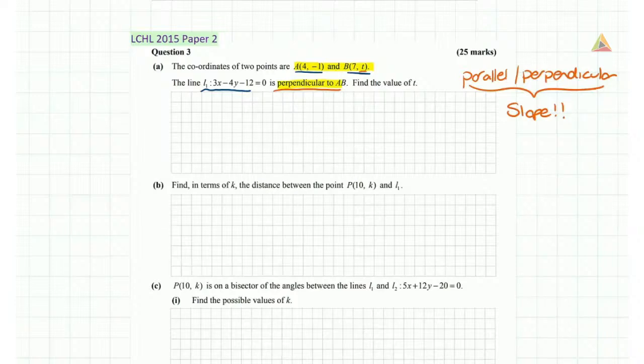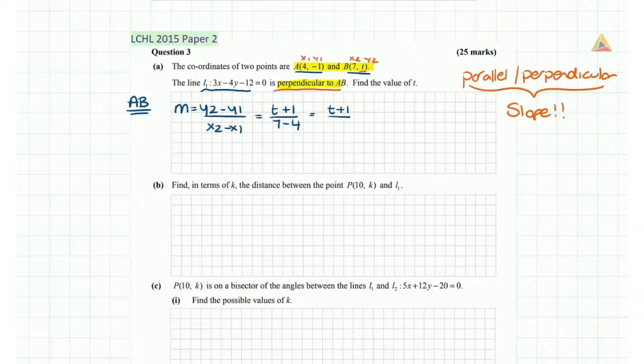So starting with (4, -1), that's going to be my x1, y1, and (7, t), that's going to be my x2 and y2. Because I'm given the 2 points, I'm going to use my formula to find the slope of that line. So we're starting with the line AB, if you like. Subbing in, that's going to be y2 minus y1, that's t minus minus 1, so t plus 1, over x2 minus x1, which is 7 minus 4.